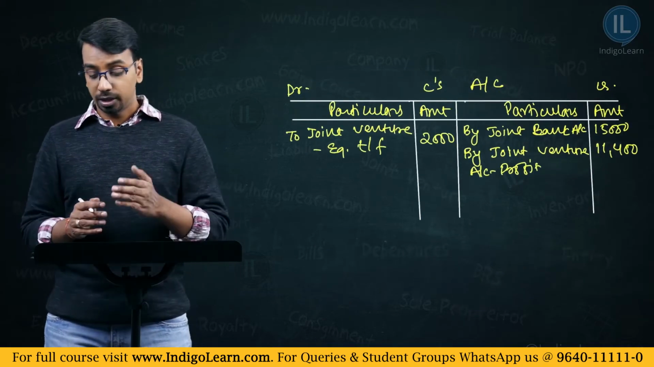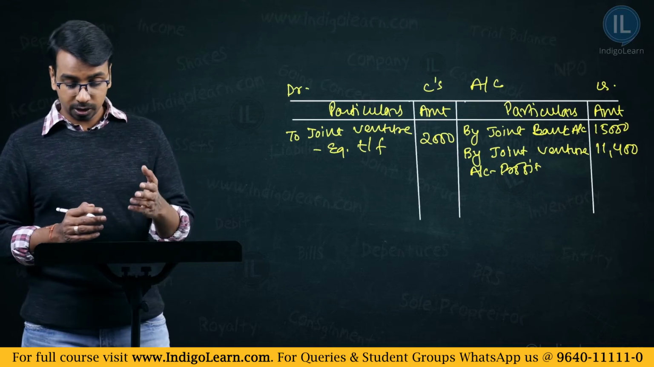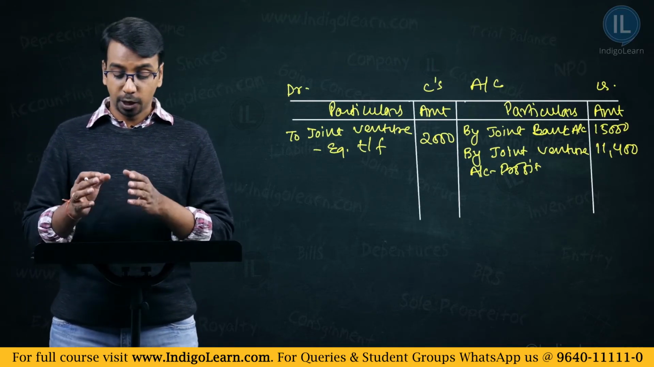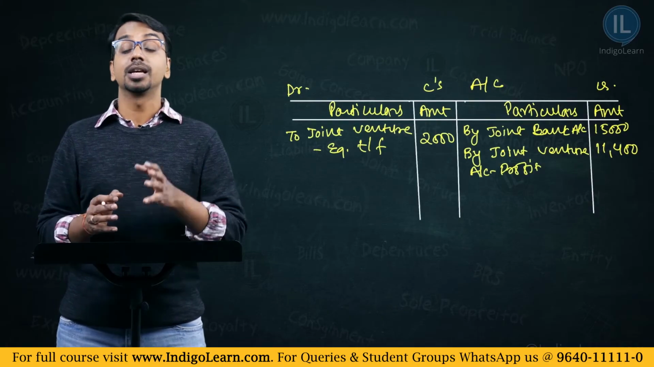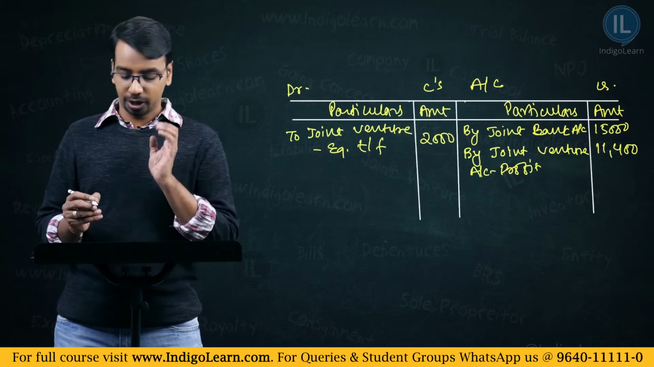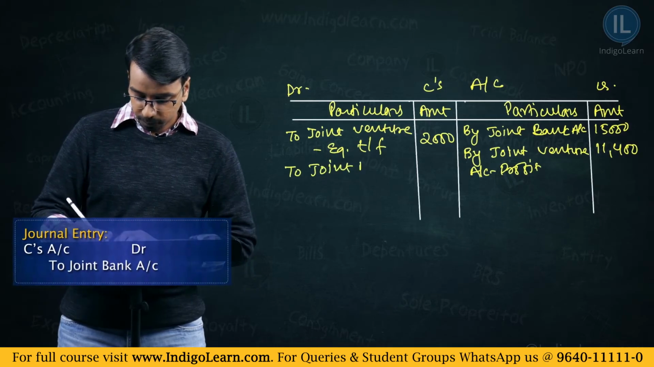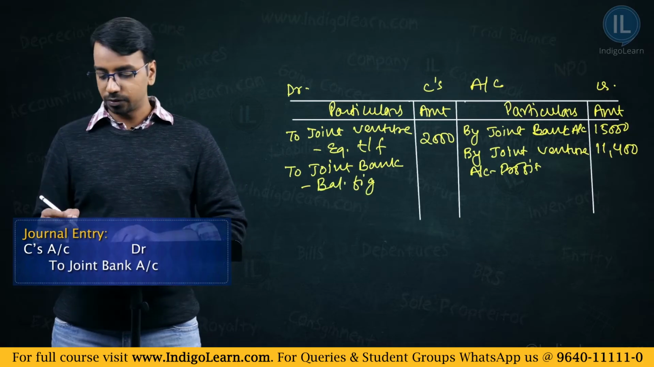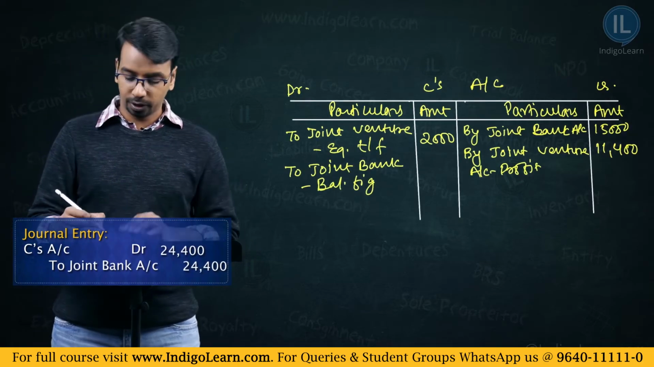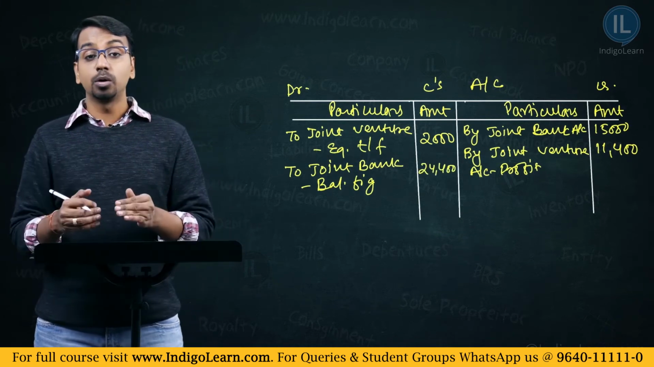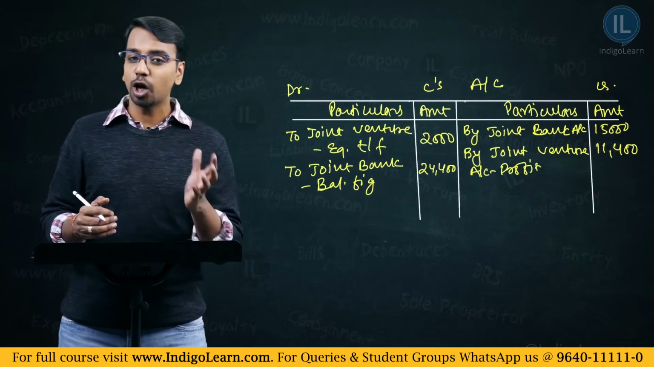Come to C's account. On the credit side, you have 15,000 plus 11,400, that is 26,400 minus 2,000, which is 24,400. So, to joint bank, balancing figure, how much was that? 24,400. Now, these amounts will have a corresponding impact in the joint bank account.